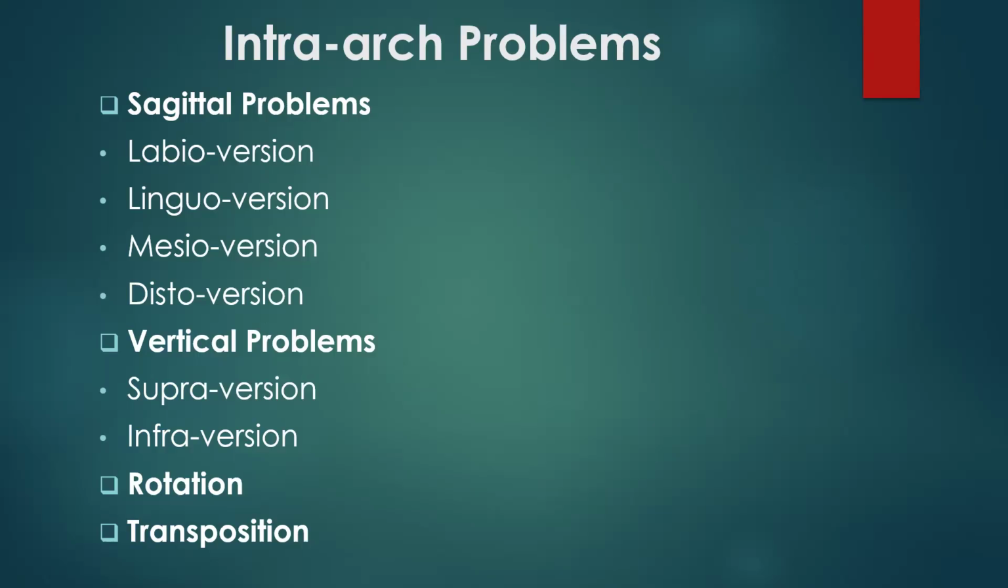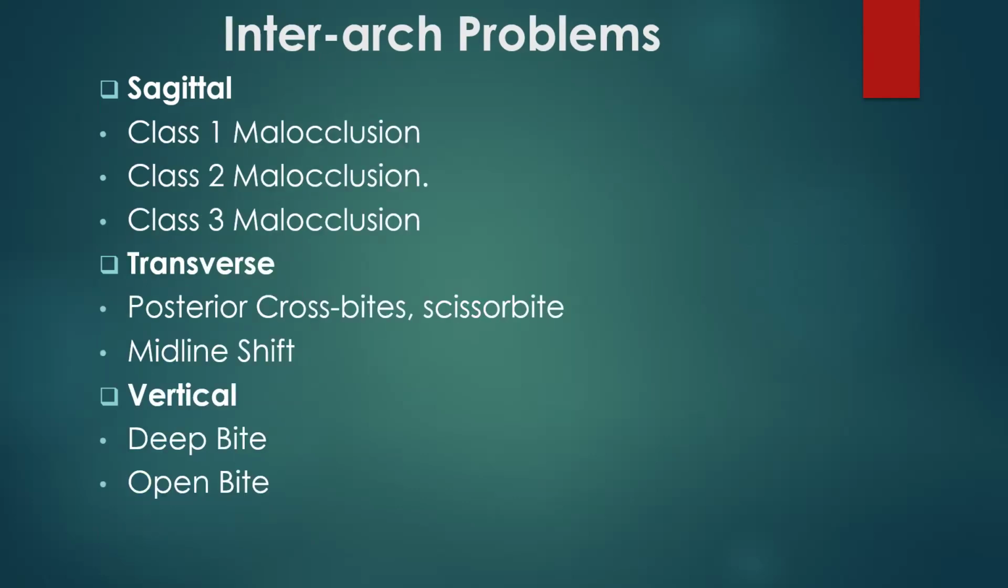In intra-arch sagittal problems: labioversion, linguoversion, mesioversion, distoversion. That's labioversion, proclination, linguoversion, retroclination. Vertical problems include supraversion, that is supraeruption, and infraversion, and rotation and transposition. Inter-arch problems include, in the sagittal plane, Class 1, 2, 3 malocclusion; transverse, posterior crossbite and scissor bite, and midline; vertical problems, deep bite and open bite.